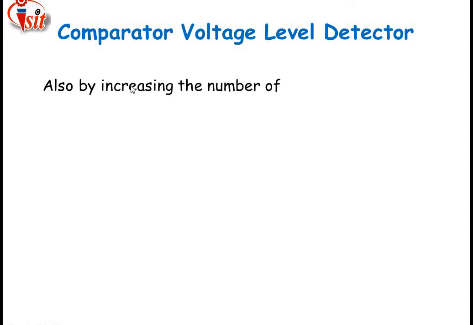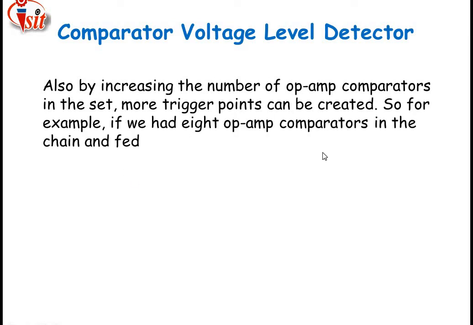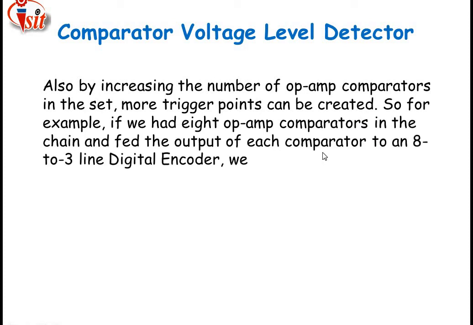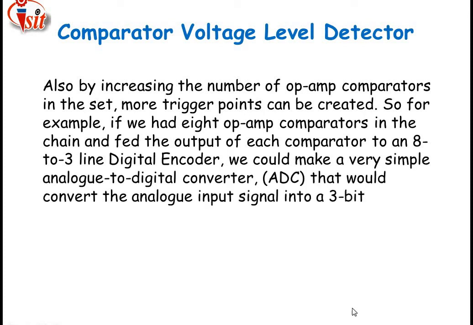Also, by increasing the number of op-amp comparators in a set, more triggering points can be created. Like I have told, that is 1/5 VCC, 2/5 VCC, and like this 5/5 VCC finally comes to VCC. Like this we can divide the number of stages or the number of triggering levels. Also, by increasing the number of op-amp comparators in the set, more triggering points can be created.